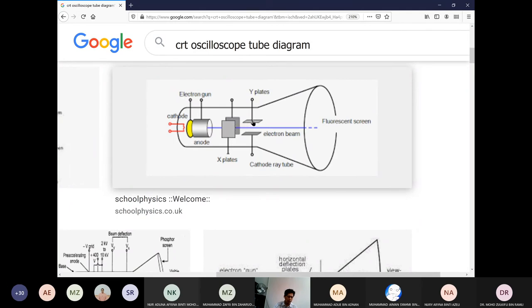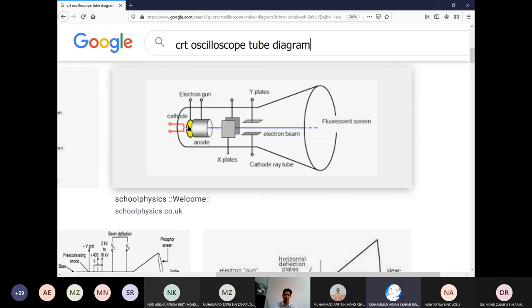Okay, and then the other main component is deflection plate. So deflection plate, we have X plate and Y deflection plate. Okay, selain daripada plate, then we have electron gun. This is electron gun. And this is electron gun film.